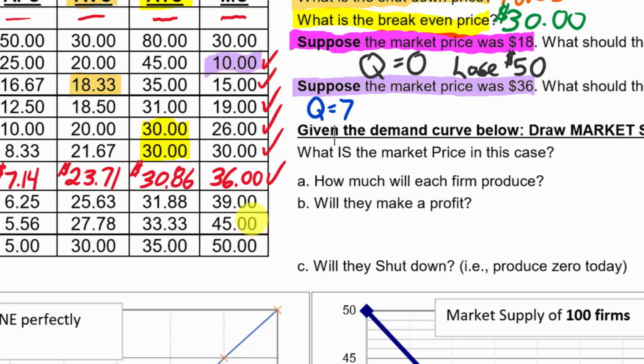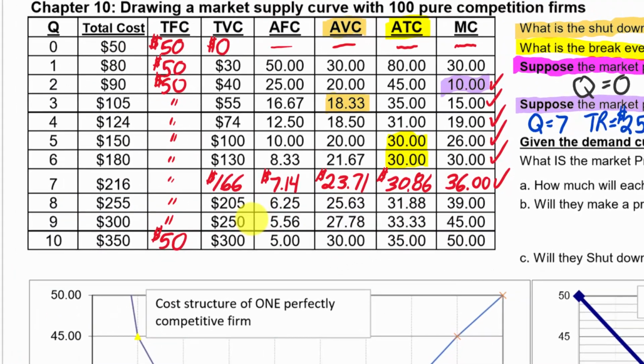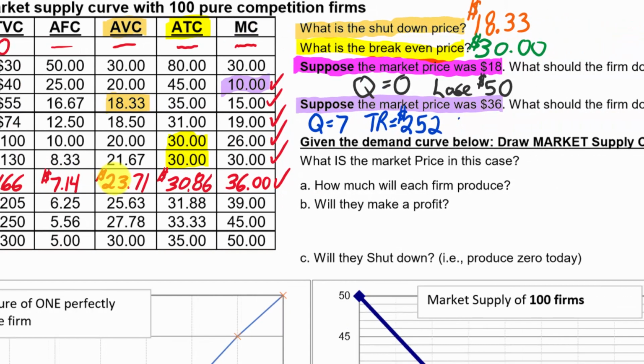The price is 36. So total revenue, 36 times 7, $252. So total revenue, price times quantity, $252. How much is the total cost? Let's see here. Total cost is $216. And our profit is $252 minus $216, $36.